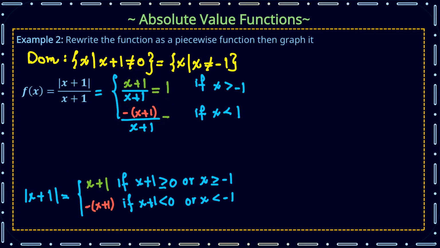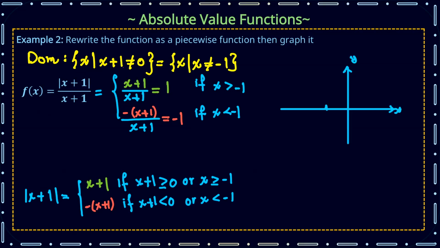For the second piece, negative of x plus 1 over x plus 1 is -1. These simply cancel out. So our function is either 1 or -1. I'm missing a negative here. Let's draw the graph of this function.